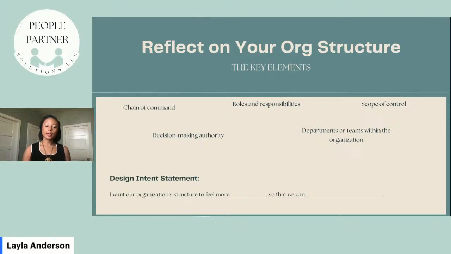Okay, so I see a comment. I want our organization structure to feel more siloed and clear so that we can work asynchronously. That's a huge one in our modern world. We don't want to have to have a full consensus on every single item. That makes complete sense, especially in remote work.